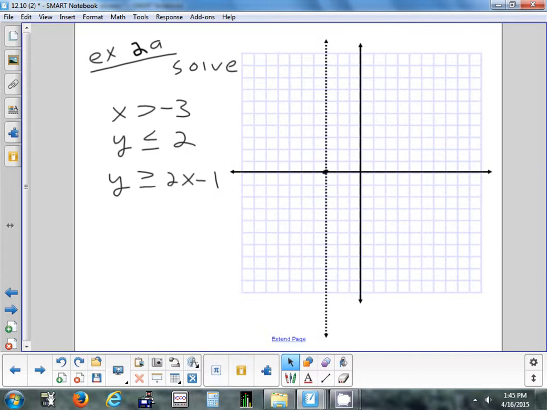Okay, next one. Another special case. y is less than or equal to 2. Okay, how do I do that one? Put a dot on the y-axis where? At 2. Go across. Which way is it crossed, Tyler? Left and right. Solid or dotted line? Solid.